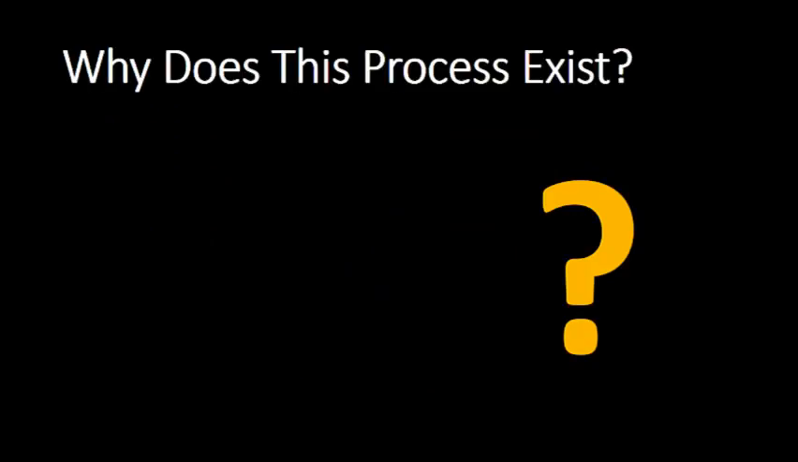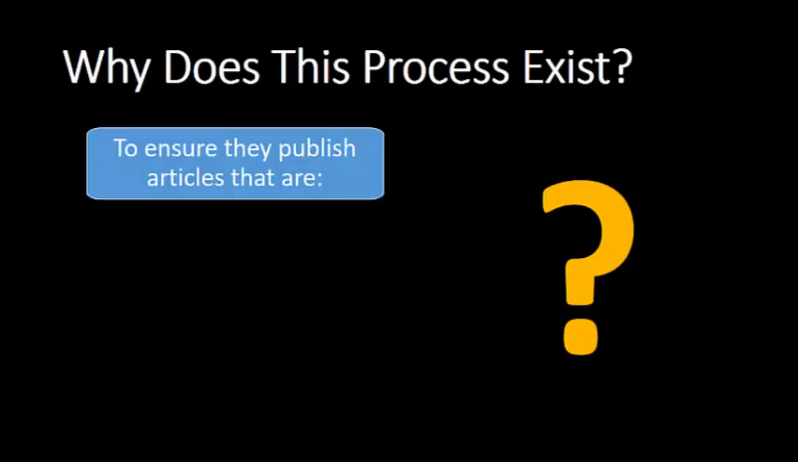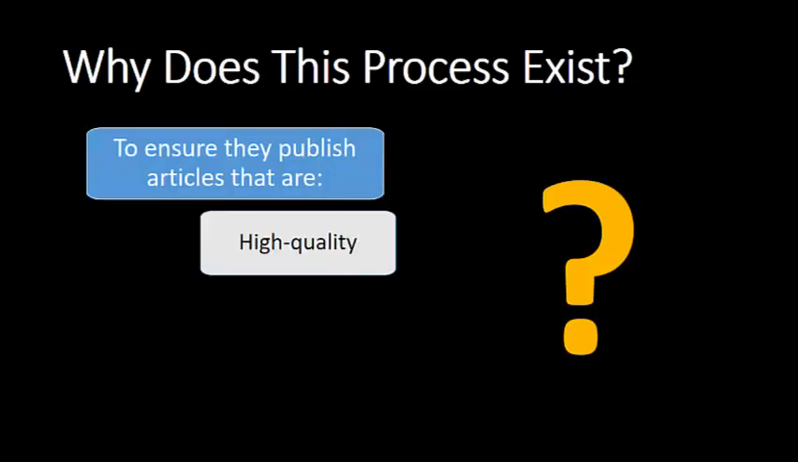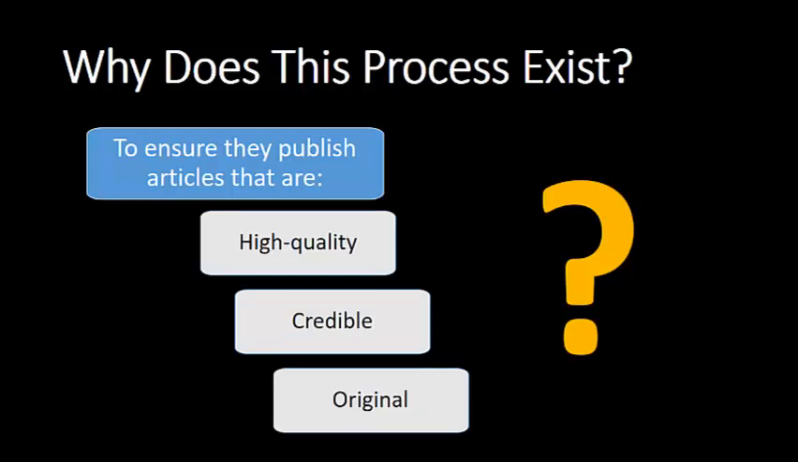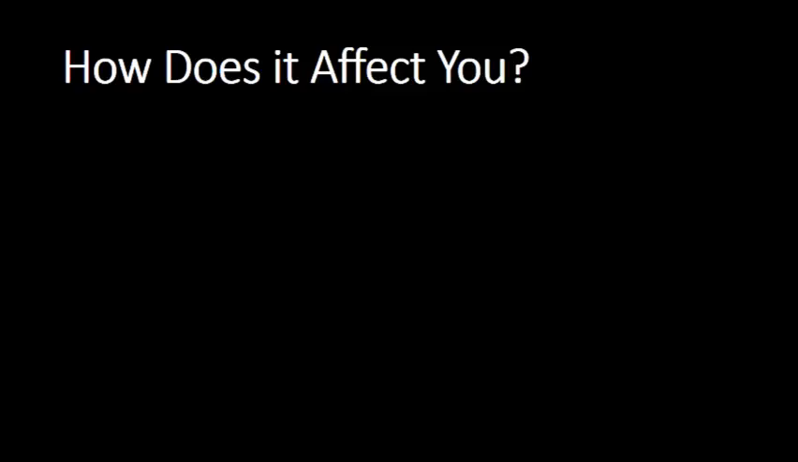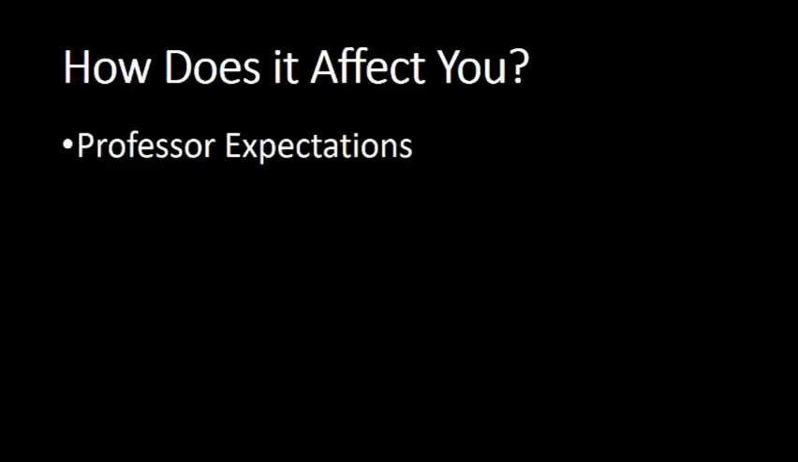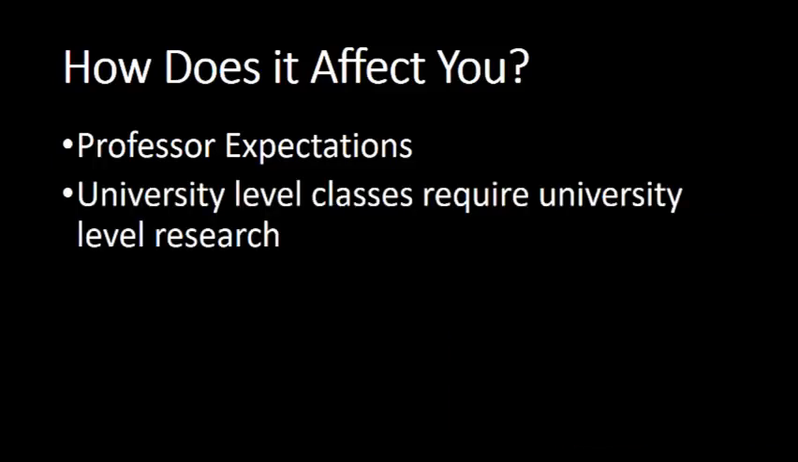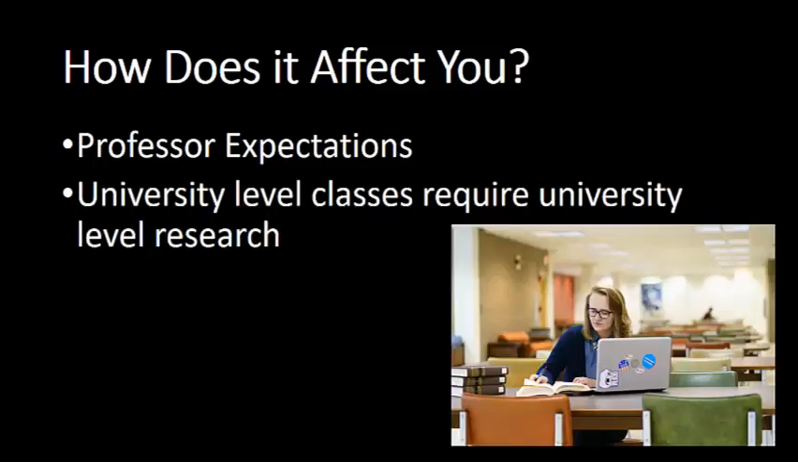So, why does academia have this peer review process? This is the way in which journals ensure that they publish high quality, credible, and original research in their field of study. Compare that with popular types of articles that you might find on Google. While some are better than others, they are not screened by nearly the same types of rigorous standards that peer-reviewed articles are. So how does this affect you? Your professors will generally expect you to be searching peer-reviewed and/or scholarly sources. University-level classes require university-level research.